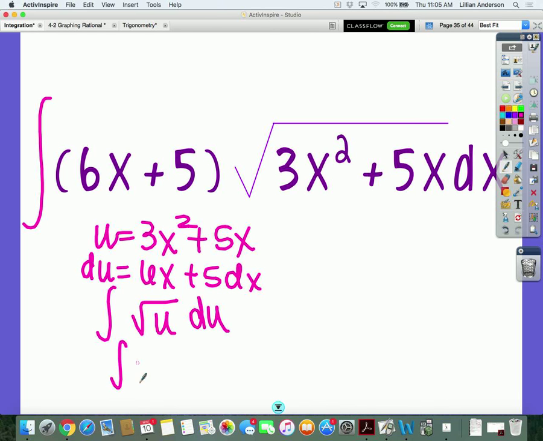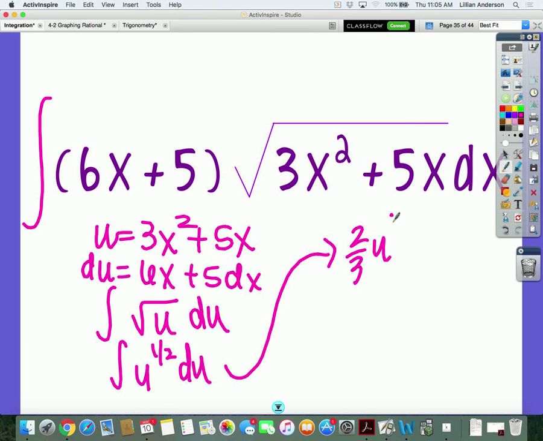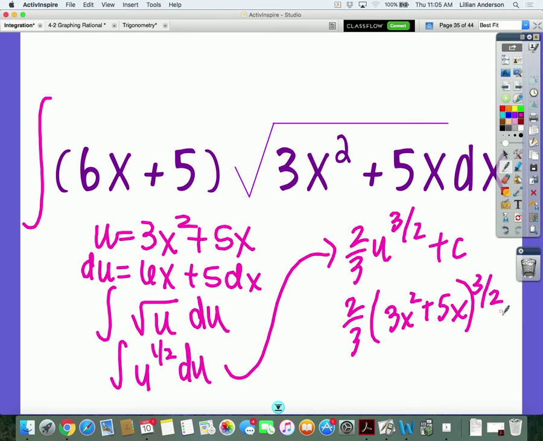That can be written as u to the 1/2. So when you take the antiderivative of it, it turns into 2/3 u to the 3/2 plus c. So then you just plug the original back in, which was 3x squared plus 5x to the 3/2 plus c. If you wrote it back in the radical form, that's totally fine.